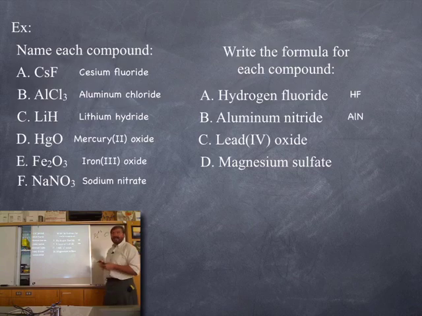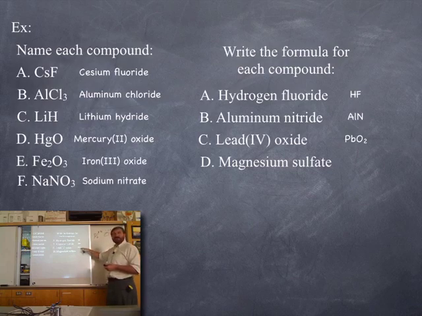oxygen, which has a negative. Look where it is. It's not in the 1 column. It's in the -2 column. So it's going to have -2. So I need to balance out the +4 with the -2. I need 2 oxygens. 2 oxygens for every 1 lead to balance out the charges.